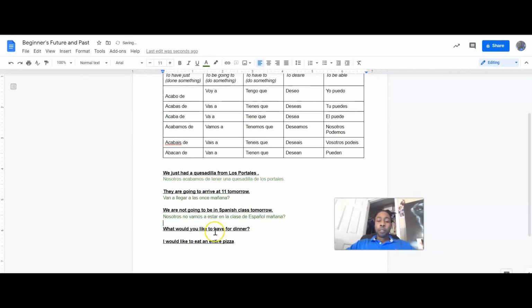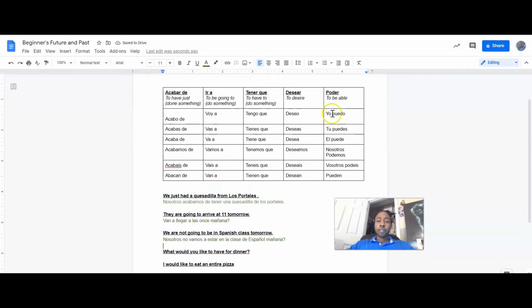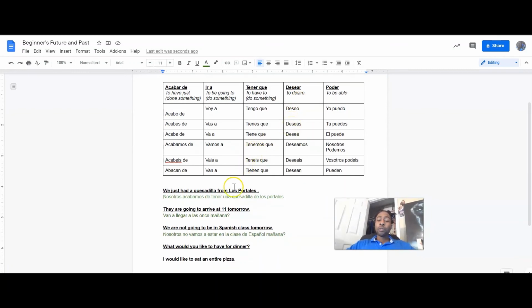La próxima dice, what would you like to have for dinner? We have desear is our word to desire or to wish for, and this is the word we're going to use when we're talking about what we want to get from a restaurant or somewhere like that. So what would you like to have for dinner? We need the question word qué. Then we need the verb desear, deseas. So we have what do you want to have?